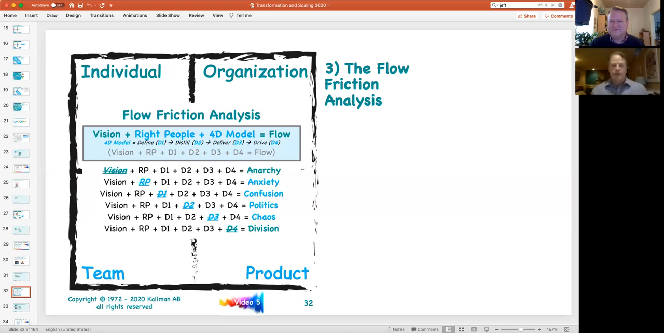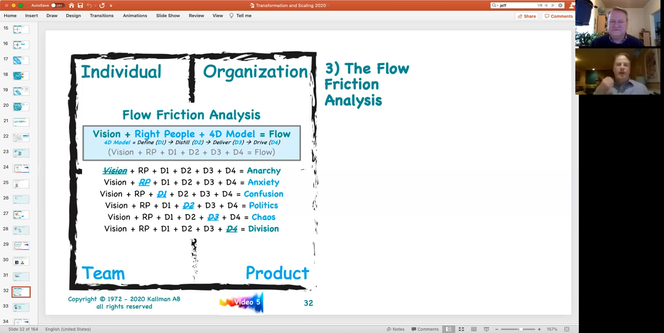Let's say you remove D1, which is definitions. Let's say you don't have clear definitions. What do you have? You have confusion. So wherever you experience confusion on a team or as an individual, organization, or the product, you're looking at something you need to define. You need to clearly define. You take away the ability to distill down an agreement. If you don't have that distillation, then you have politics. Ever experience politics in what you do? Happens a lot because there is lack of agreement, a distilled agreement.